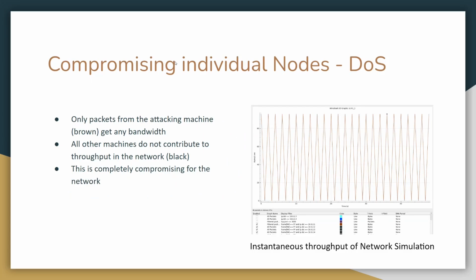So here's another attack about compromising an individual node with a denial of service. Because of the way we set it up, we set the victim machine's network to drop all packets that were not originating from the attacking machine. As we can clearly see here, this is the attacking machine's traffic on the victim machine's network, and it can clearly be seen that the brown line is the only color there, because we drop all packets not originating from the attacking machine.